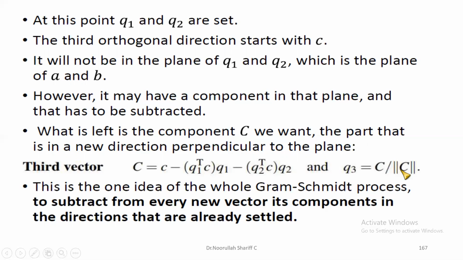So this process is to be repeated on and on, so that we get all the different orthogonal components. So this is the idea on the whole, which corresponds to the Gram-Schmidt process: to subtract from every new vector its components in the directions that are already settled.